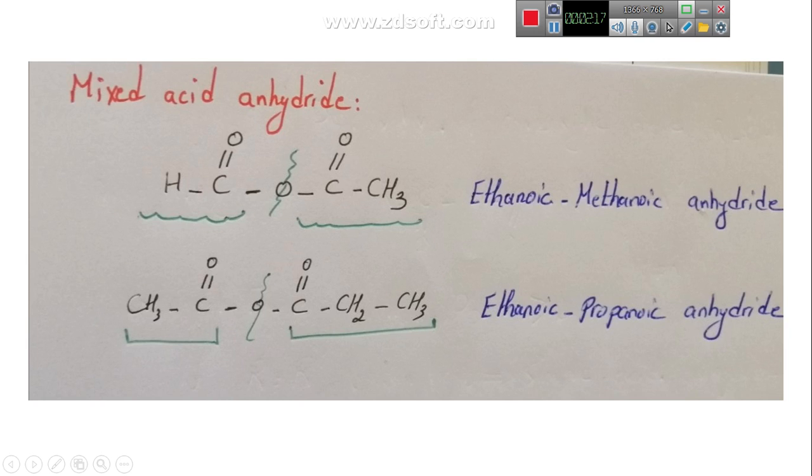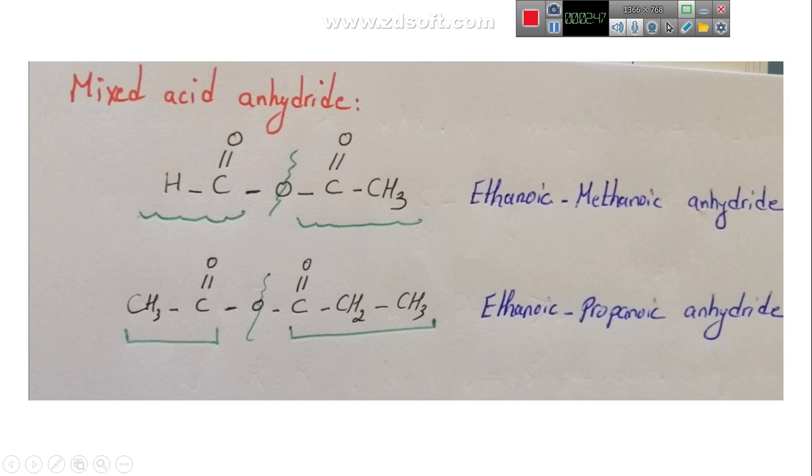Examples of mixed anhydride. Here, we notice that the number of carbons on the right side of the oxygen is 2, while on the left side of the middle oxygen it is 1. Then it is a mixed anhydride. Two carbons mean ethane, ethanoic. One carbon, methane, methanoic. You should respect the alphabetical order. E is before M. Then we call it ethanoic, methanoic anhydride.